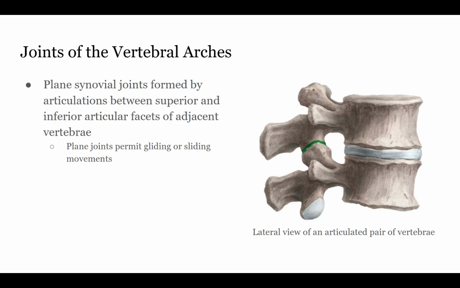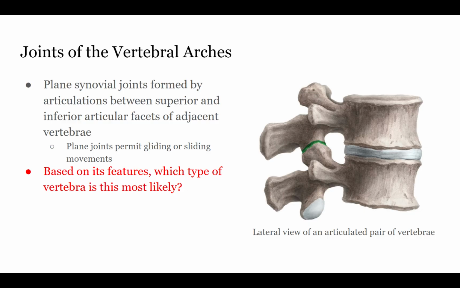Next, let's talk about the joints of the vertebral arches. These joints are also known as the zygapophyseal joints or the facet joints. These joints are plain synovial joints, which allow for gliding and sliding movements. To test yourself, looking at the image on the right, which type of vertebrae is this most likely? Take some time to think about this before I reveal the answer.